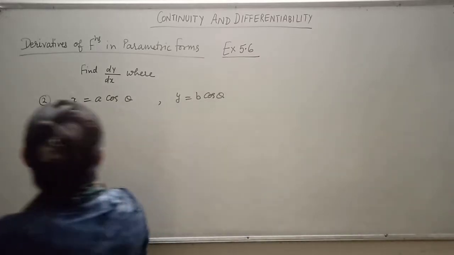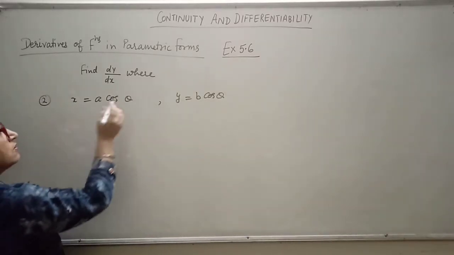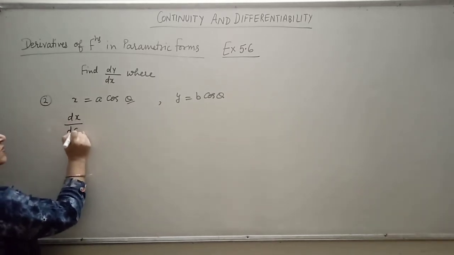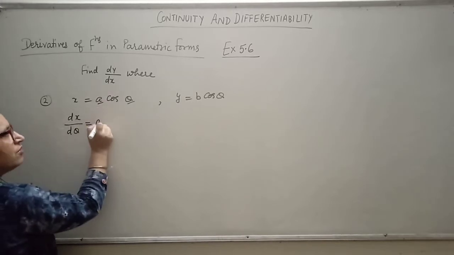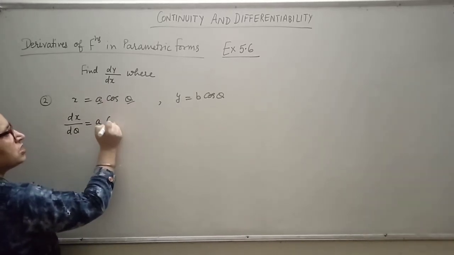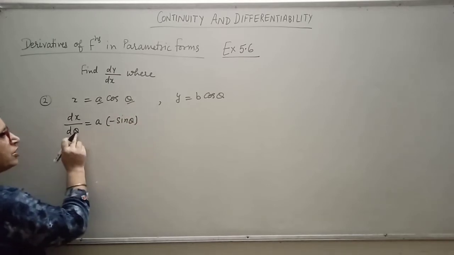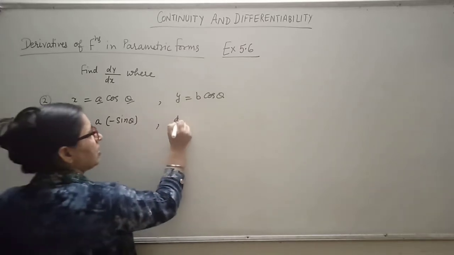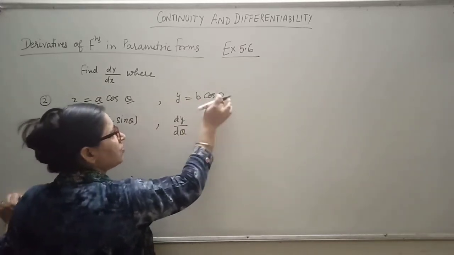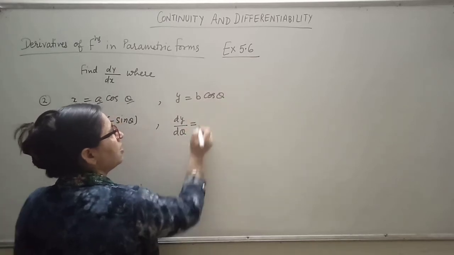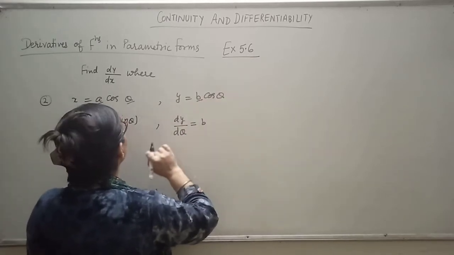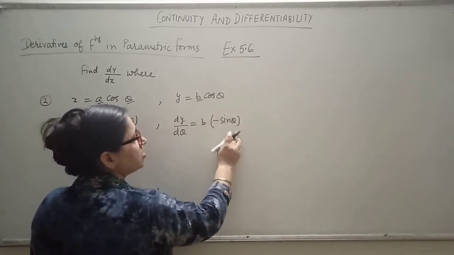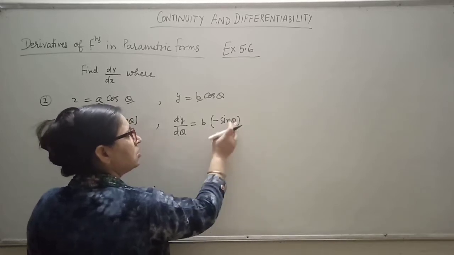Because x is given in the form of a parameter, that is theta, I will differentiate x with respect to theta. a is a constant, so a will be written as it is, and the derivative of cos theta is minus sin theta. Because I am differentiating with respect to theta, the derivative of theta is 1. Now dy by d theta: y is also given in terms of theta, b is a constant, and the derivative is minus sin theta, because the derivative of theta is 1.